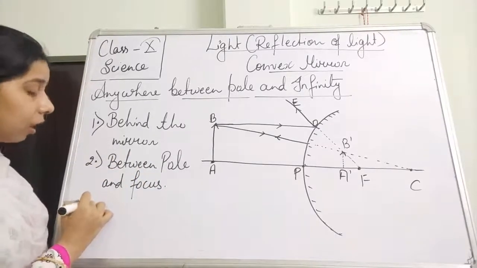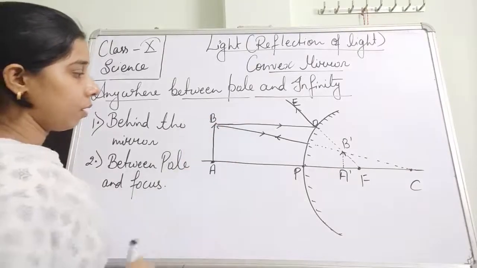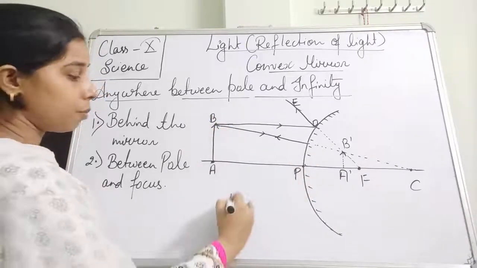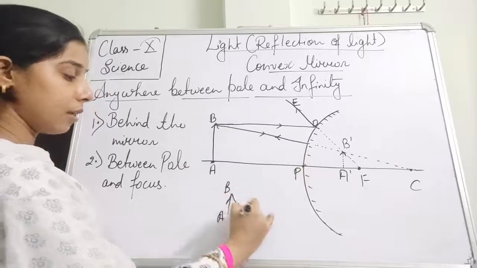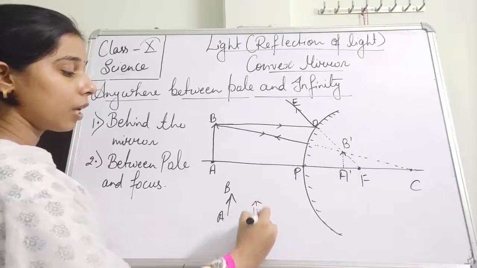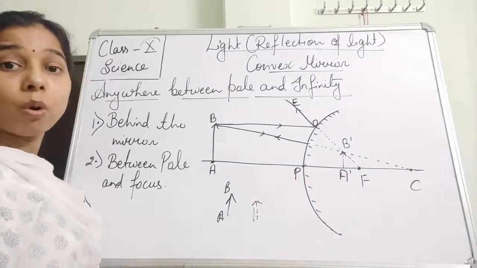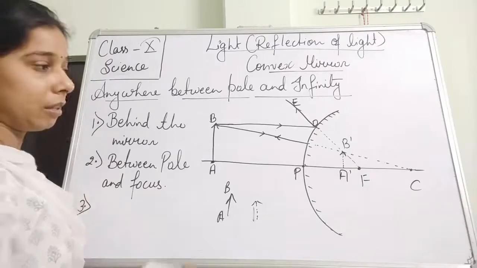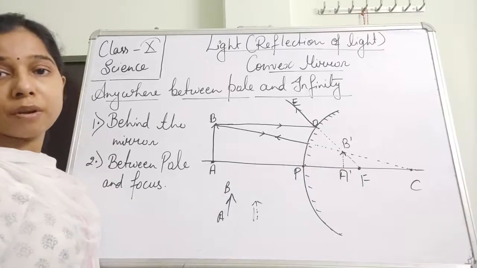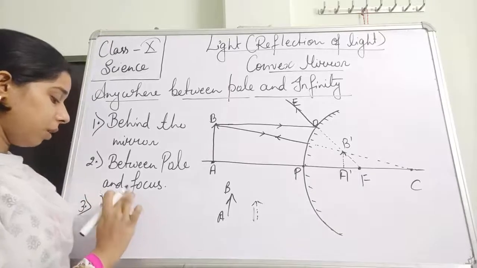Then the third thing, you can see here, students, the kind of the image. This is AB, and this is A dash B dash. We are drawing it by dotted line, which helps us in telling that there is actually no intersection happening. So this image is what? It is a virtual image. We have shown it with the help of a dotted line. So there is no actual formation of the image. That's why it will form a virtual image.